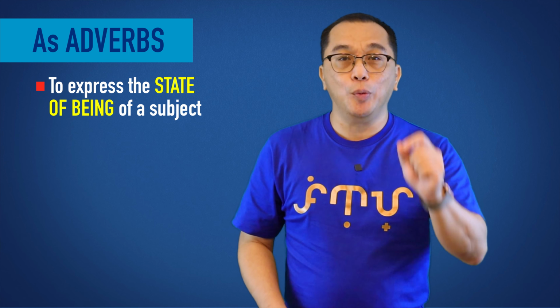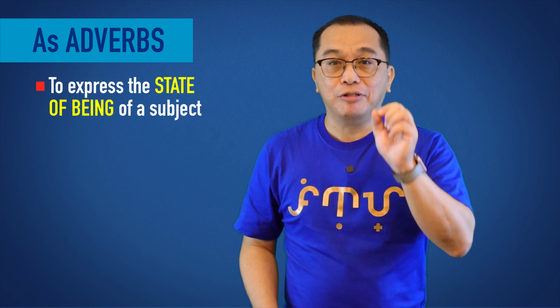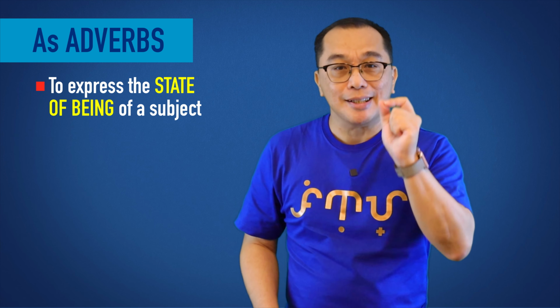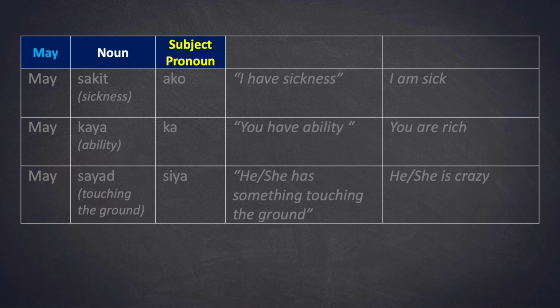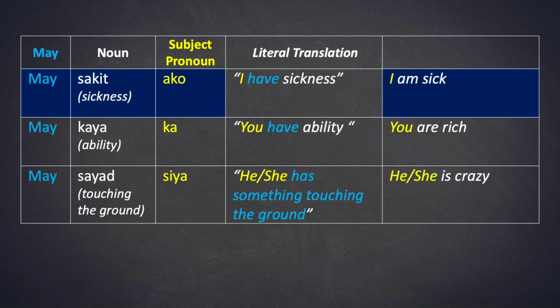The second personality of mayroon, meron, and may is that they are also adverbs. When they are combined with a noun, they create phrases that convey the state of the subject. Let's use may in our examples because it is more commonly used as an adverb. Our pattern is may plus a noun plus the subject pronoun. Here are some examples. May sakit ako.